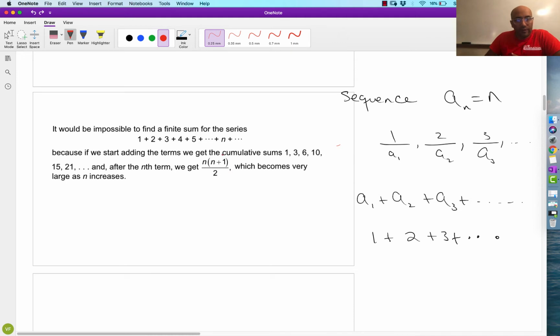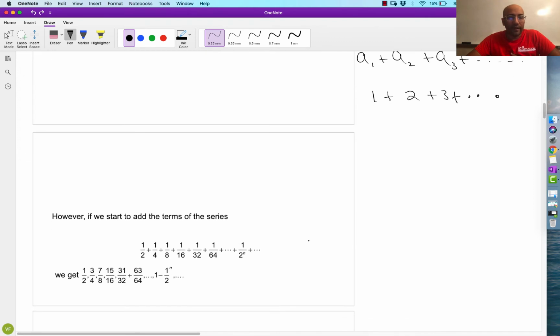Okay, but now if we keep looking at that sum and consider this thing, think about what happens as n gets larger and larger. After the nth term, we get this, which becomes very large as n increases. So this is hopefully pointing out that this infinite sum is not going to add up to any constant. It's just going to keep getting bigger and bigger. It's going to diverge. It's going to go off to infinity.